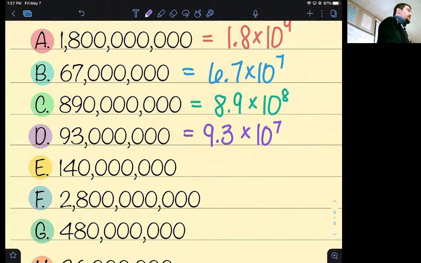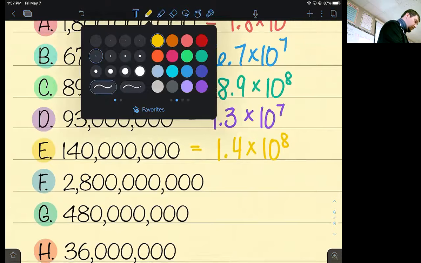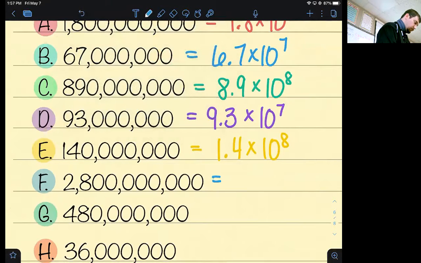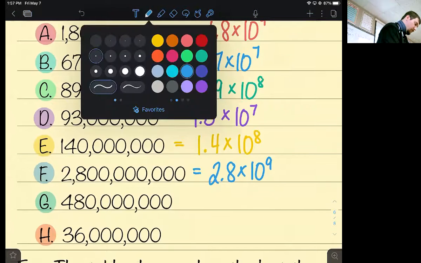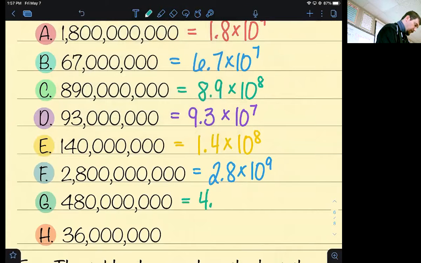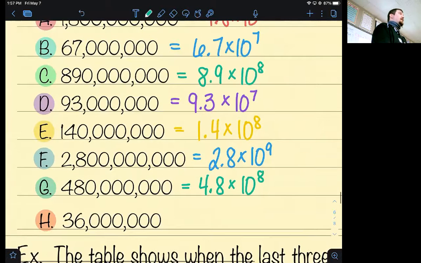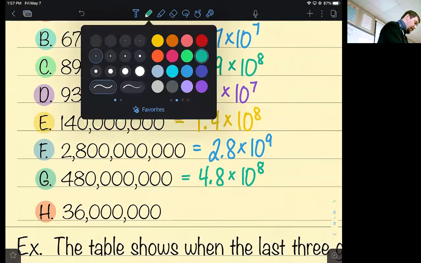This one has just as many zeros as example B did. Riley, example E. 1.4 times 10 to the power of 8. That's correct. Has just as many zeros as example C did. Devin, example F. 2.8 times 10 to the power of 9. Got it. Yep. Has the same number of zeros as example A did. Levi, example G. 2.8 times 10 to the power of 8. Good. And last one, Harrison. 3.6 times 10 to the power of 7.